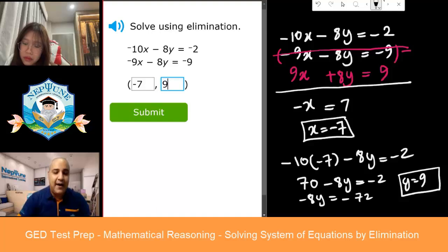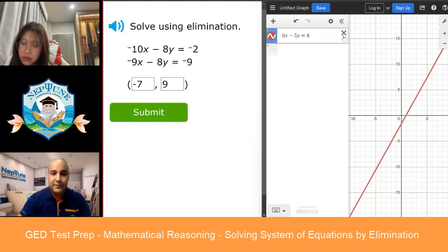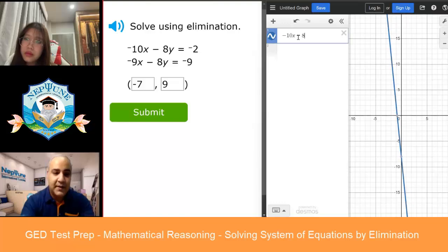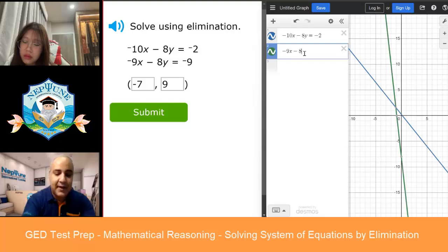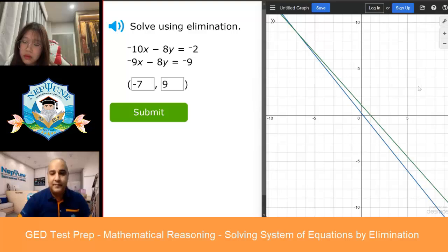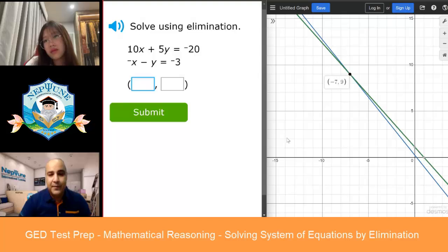Now let's look at the graph. So if we graph them, negative 10x minus 8y equals negative 2, and then negative 9x minus 8y equals negative 9. You can see this is the solution where the two lines meet, negative 7 and 9. Good. Do you get it?